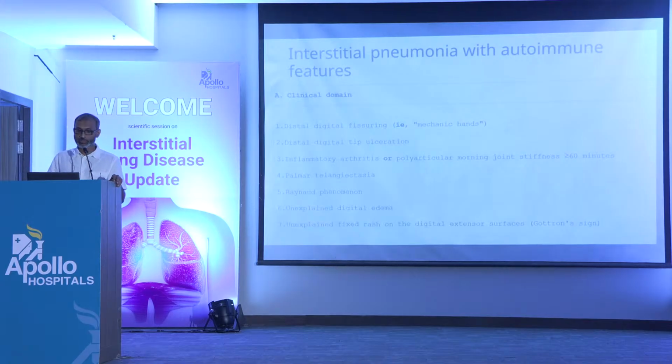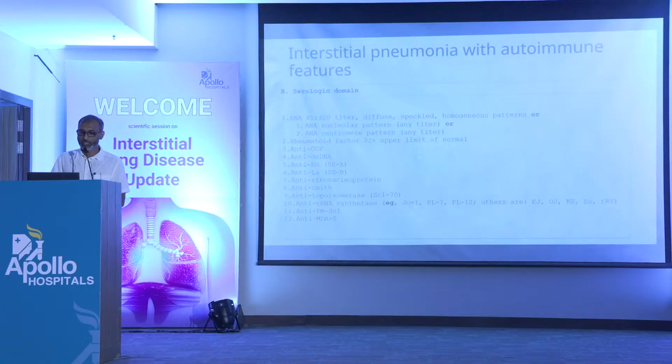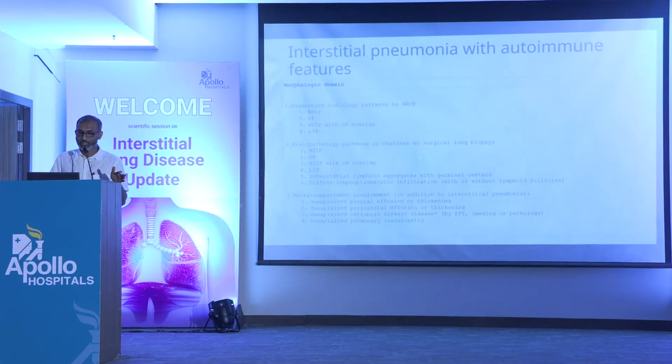In the clinical domain, there can be just subtle signs like distal digital fissuring, that is mechanic's hand, distal digital tip ulceration, inflammatory arthritis or polyarticular morning stiffness of more than 60 minutes, palmar telangiectasia, Raynaud's phenomenon, unexplained digital edema, unexplained fixed rash on the digital extensor surface. Serological domain: these are the multiple autoantibodies. If some of them are positive, then it can be considered. And morphological domain, usually the changes in HRCT.